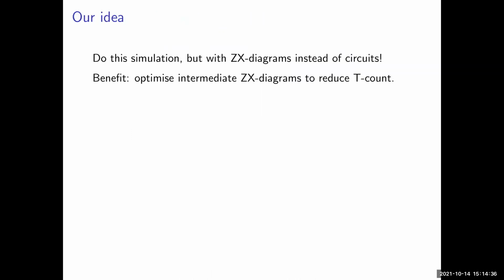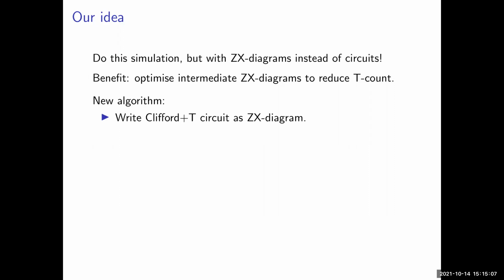Okay, so that's the classical approach to using stabilizer decompositions to do quantum circuit simulation. Now, our idea is to do this, but instead of using quantum circuits, use ZX diagrams. And the benefit of doing that is that we can optimize intermediate ZX diagrams. And those intermediate diagrams might then cancel additional T gates, and that means that you have to do fewer decompositions, and that might give you an exponential speed up over this method.